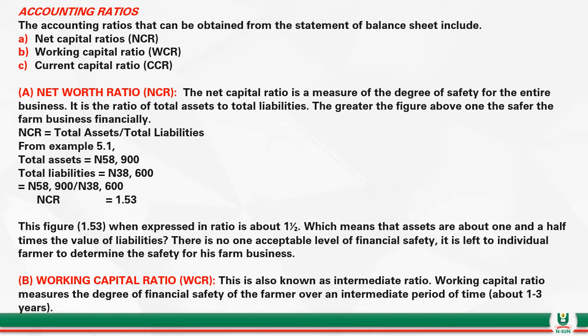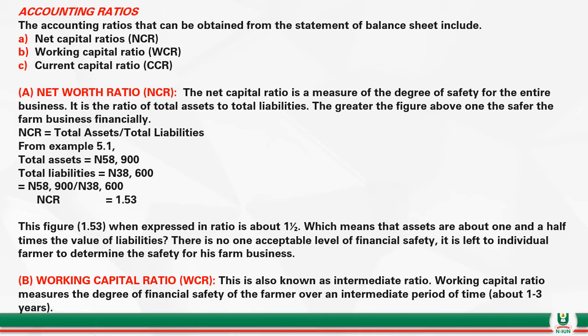Then let's also look at the accounting ratios, how to go ahead calculating them. The accounting ratios that can be obtained from the balance sheet statement include net capital ratio, working capital ratio, current capital ratio. So let's look at the net worth ratio or net capital ratio. The net capital ratio is a measure of the degree of safety for the entire business.